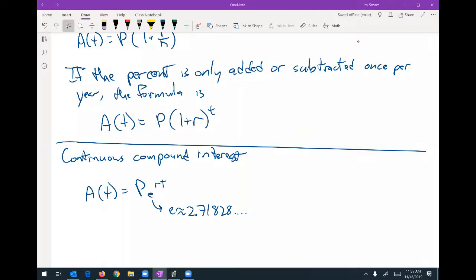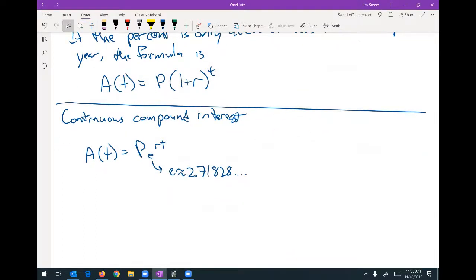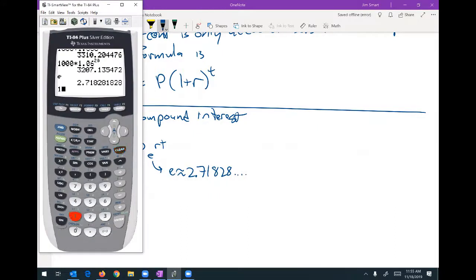All right, so in the last example, the P was 1,000 and the R was 0.06 and the T was 20. So I would just do 1,000 times E raised to the, and the R was 0.06 times 20. So 3,320.11, so even a little bit more still. But this is the most you could ever get by compounding. So this is called continuous compounding.